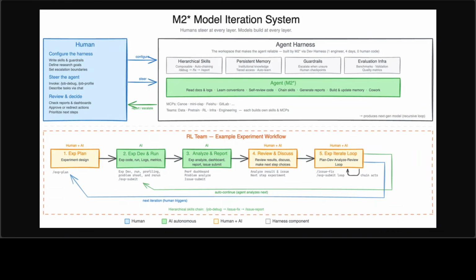loop autonomously. It reads docs and logs, learns conventions, self-reviews code, chains skills, generates reports, updates its own memory. Humans review and steer at checkpoints. The harness itself, hierarchical skills, persistent memory, guardrails, evaluation infrastructure was built by an earlier version of M2 using what they call dev harness. One engineer, 4 days, zero human written code.